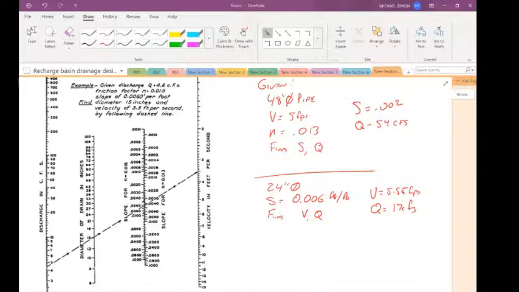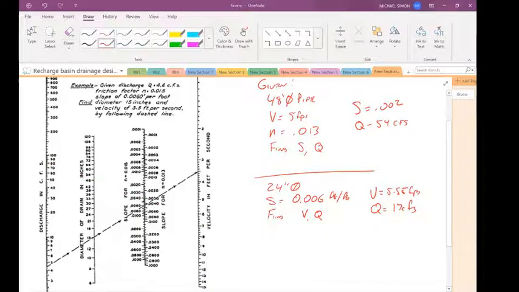Let's check this first one. So a 48-inch diameter pipe, and it's kind of hard to read. That's 42, that's 48, that's 54. So 54 inches, and what do we have? A velocity of 5 and an n of 0.013. You know, before I show you this, I should show you what's on this nomograph. That would make more sense.